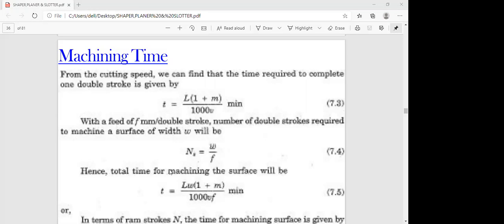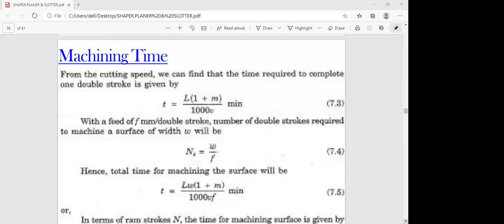So this is the total time for machining, Tm or T, is L W. In the standard notation, we take L into B into 1 plus m, or 1 plus K. What is K? It is the ratio of the return time to the cutting time. So you have to take 1:4, or 1:2, or 2:3. Those particular values you have to take as given in the formula.